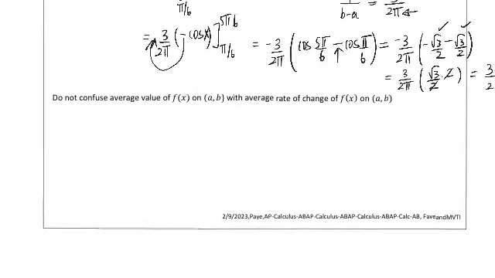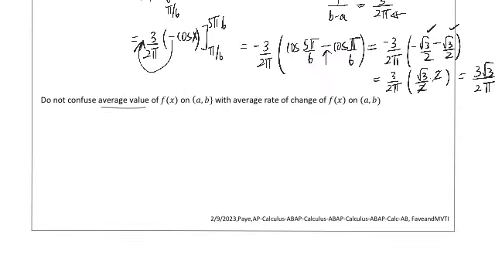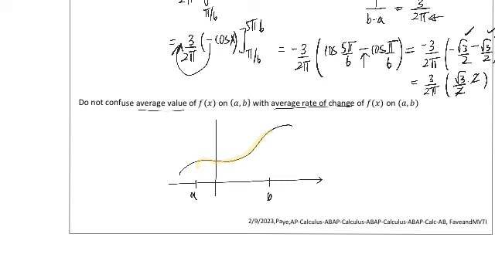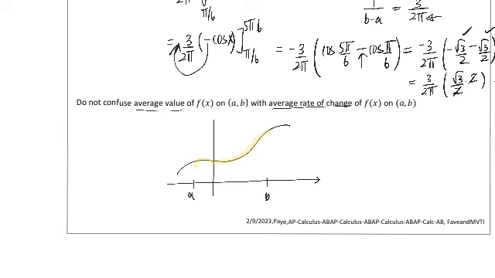Okay, something important is not to confuse average value with average rate of change. So let's make sure we understand the difference. If we're talking about average value, which is what we just did, here's a function, and say you're going from a to b. Average value really means we're trying to find the average y value of this function, and we do it by finding the integral that we just talked about. So f average is equal to 1 over b minus a, the integral from a to b of f of x dx. That's average value.